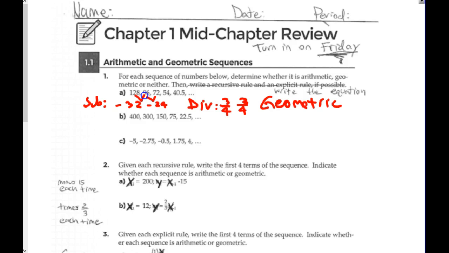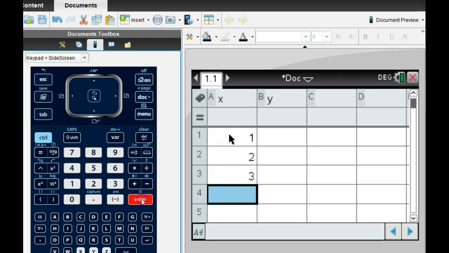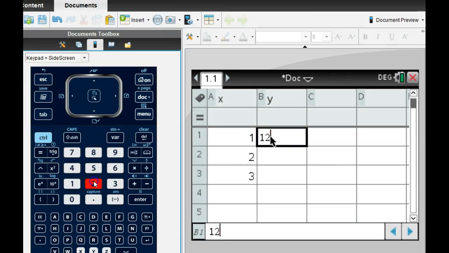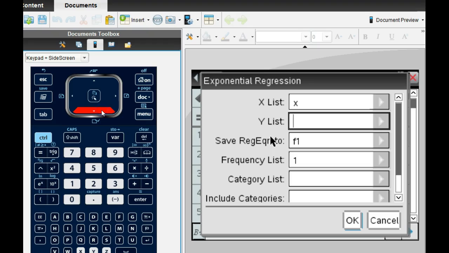Okay, so since I know it's geometric, I know it's going to be exponential. I'm going to put 3 terms in, 128, 96, 72. I hit that, and I'm doing menu 41A because I know geometric is when it's multiplying each time, and multiplying each time is also exponential. So that's why I hit menu 41A, and you can see our equation here.